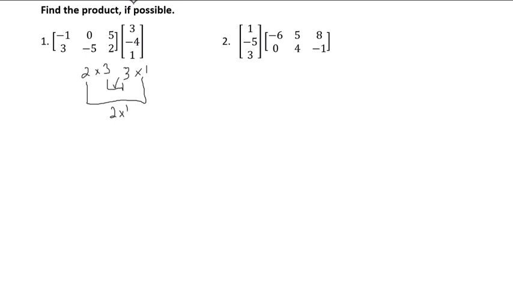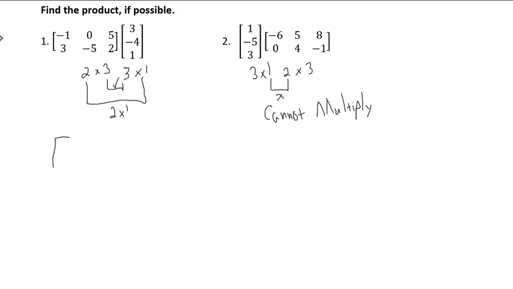Now, if you look at our second one, this is a 3 by 1. And if you look at the second matrix, it is a 2 by 3. And since these do not agree, we cannot multiply. Which is great because then you're done with that problem pretty quickly. All right, so let's do problem 1.